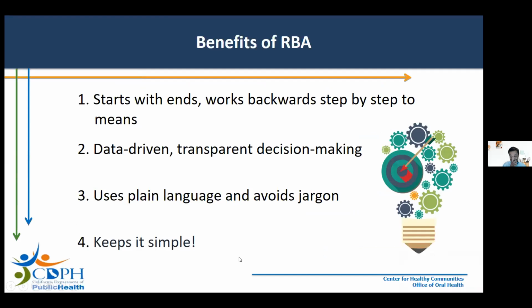The benefits of why we use RBA at CDPH is because it starts with ends and works backwards step by step to means. It's data driven, it's transparent. We can share this data with other partners that use RBA, and it would be the same, understanding the same data, it would be transparent where everyone can make the same conclusions. We use plain language to avoid jargon, to avoid confusion, to mitigate error, and we try to keep it simple. And I think it's also important to elaborate on RBA that we're really trying to move talk to action. So when we're all said and done, we really do want to implement that action plan and move forward instead of just talking about it and hoping for the best.